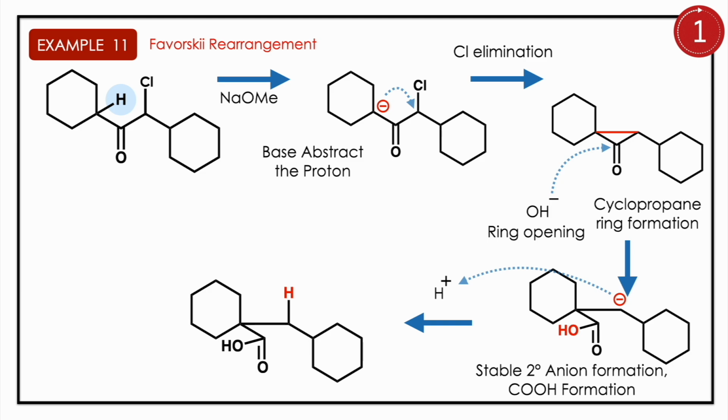The ring opens and you form the anion. The ring opens to form a stable anion, a secondary anion, so it is stable. It is quenched by H plus. The concept you outline here is that you always go with the basics to find the final product in Favorskii rearrangement.